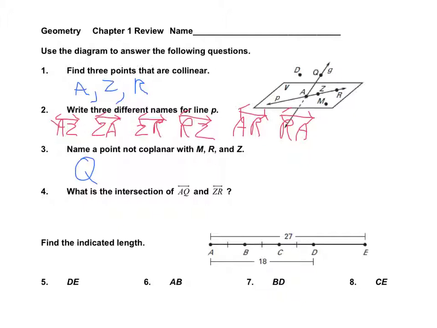What is the intersection, number 4, of line AQ and line ZR? So line AQ and line ZR. Well, what makes up their intersection? Point A, and just point A.